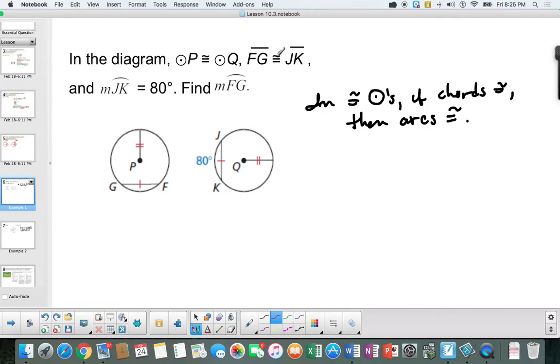First, I see that these are congruent circles. I can see that because this radius and this radius are congruent, so I know I have congruent circles. I also know I have congruent chords. Chords are congruent, so the theorem says the arcs must be the same. So this arc right here has to be congruent to this arc. And since this arc has 80 degrees as its measure, this one has to have 80 degrees as its measure as well.